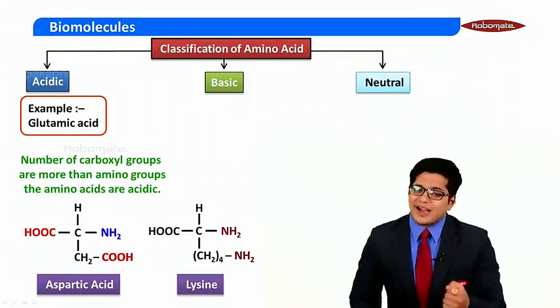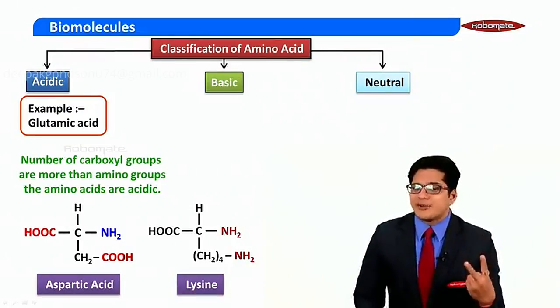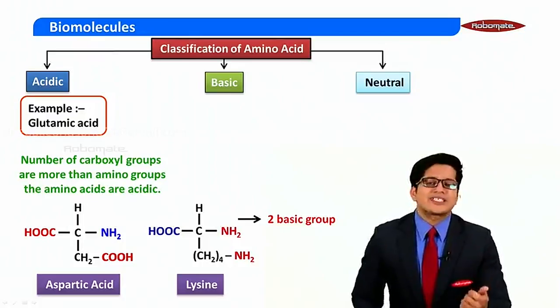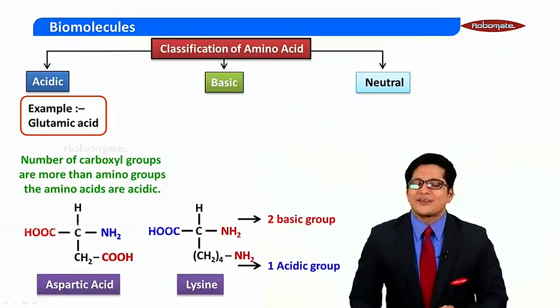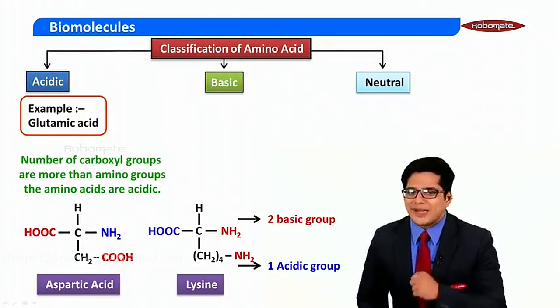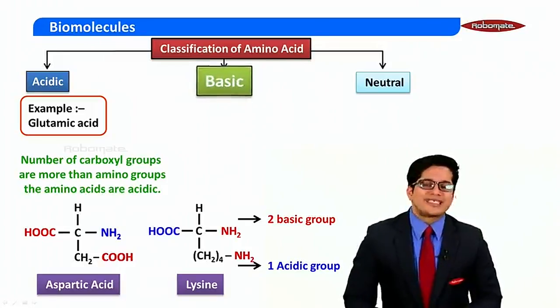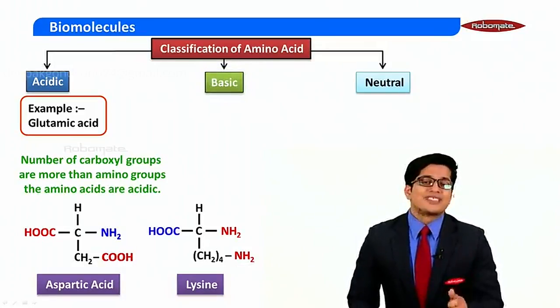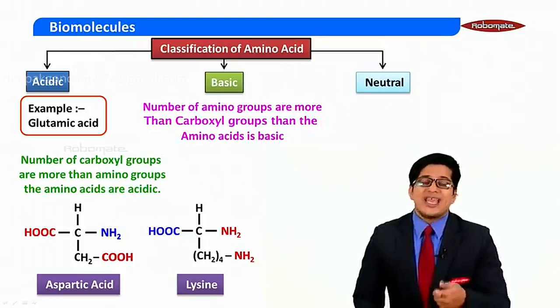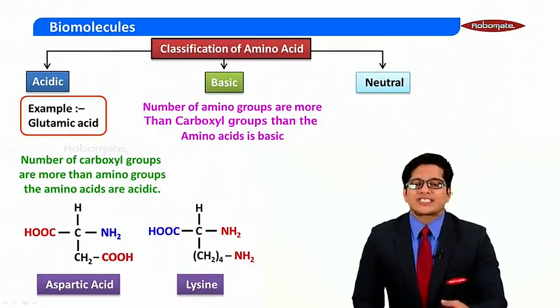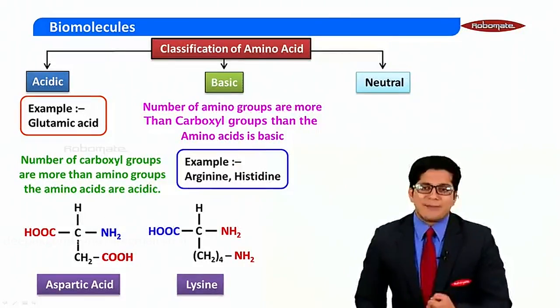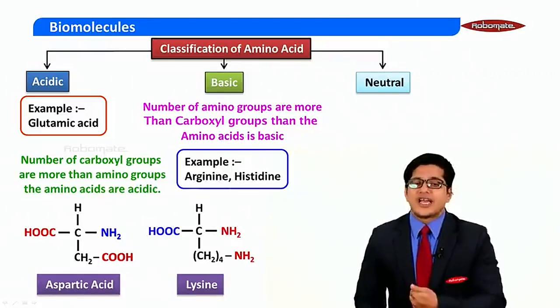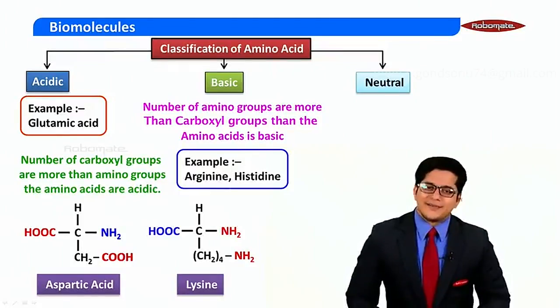What would happen? Again, how many basic groups? Two basic groups. How many acidic groups? One acidic group. So again, this amino acid has to be basic. Why? Because the number of basic groups exceeds the number of acidic groups. Examples for this are arginine and histidine.